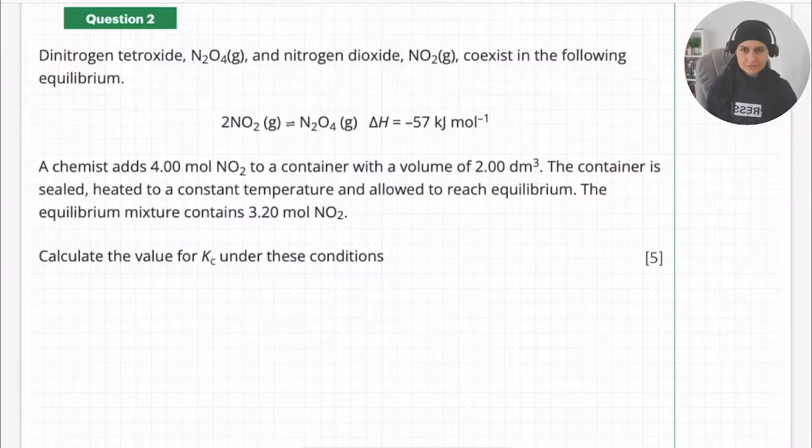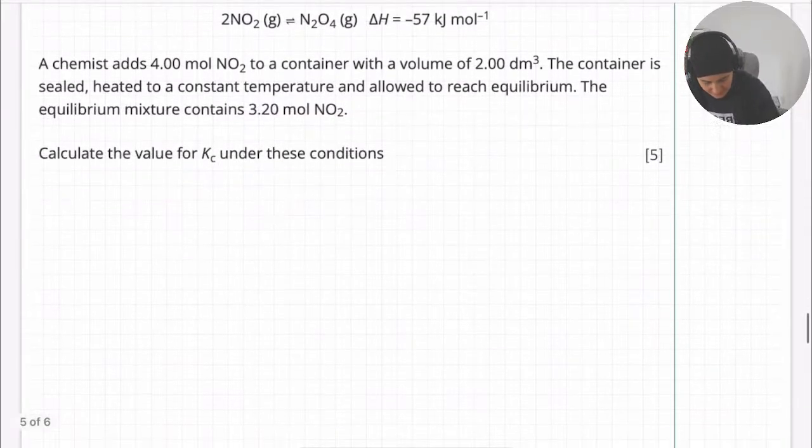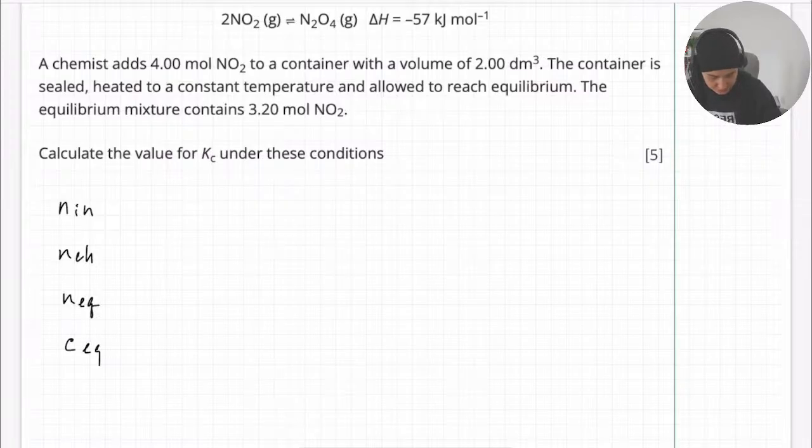First question that you have to ask yourself is, do you need the ICE table? Yes, because they give you initial moles. As long as they give you initial moles of something, you need the ICE table. So let's do that. I would write down initial, change, equilibrium, and concentration, yeah, ICE. And substances, we have NO2 and N2O4.